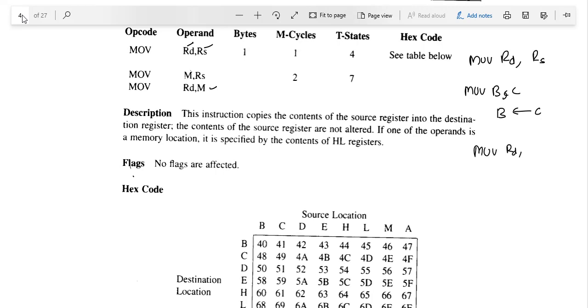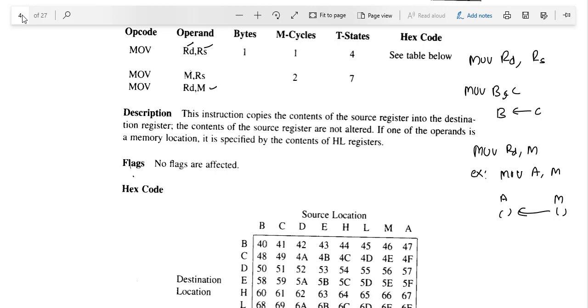In the same manner, if I write move RD comma M, for example move A comma M, what will it do? It will move the content of the memory location that is indirectly specified as part of the instruction to the accumulator.